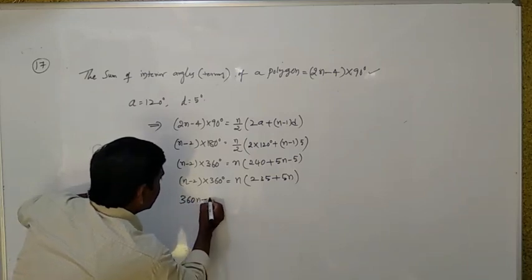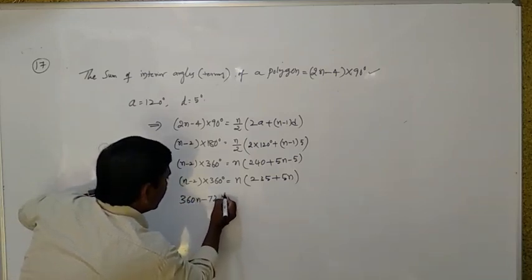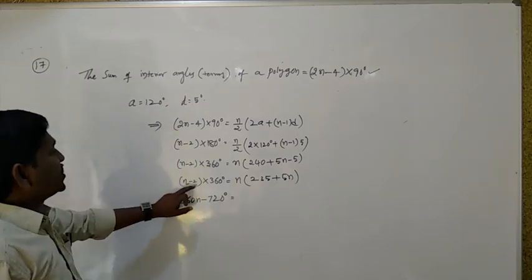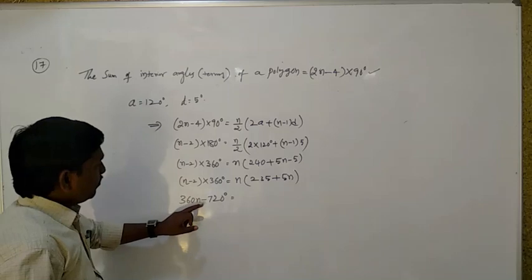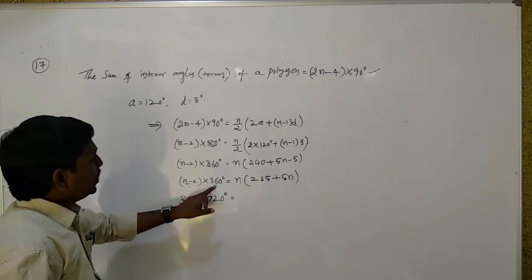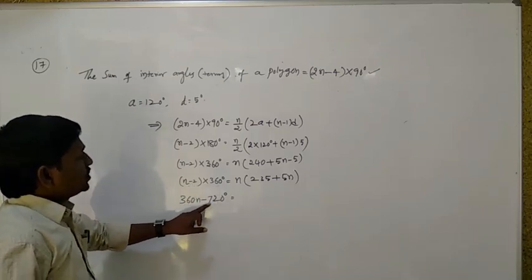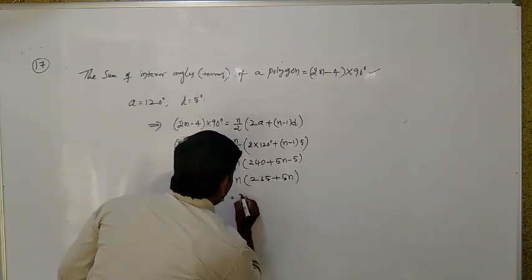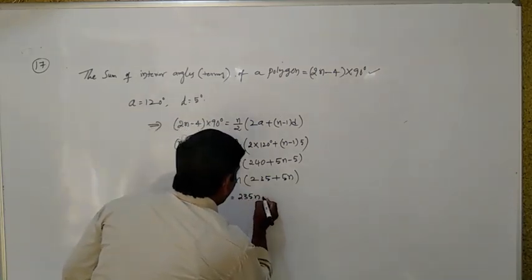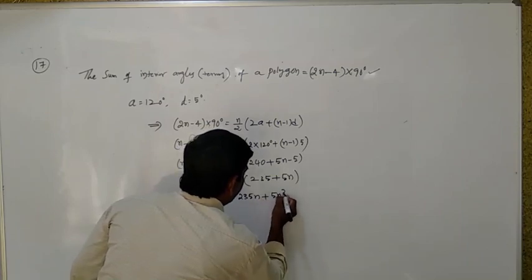360n minus 720 by the multiplication. (n minus 2) into 360 degrees. n into 360, 360n minus 2 into 360, 720 degrees. And n into 235, 235n plus 5n square.